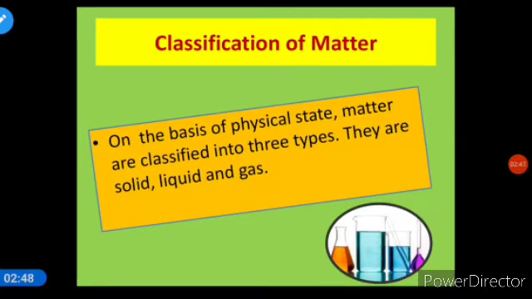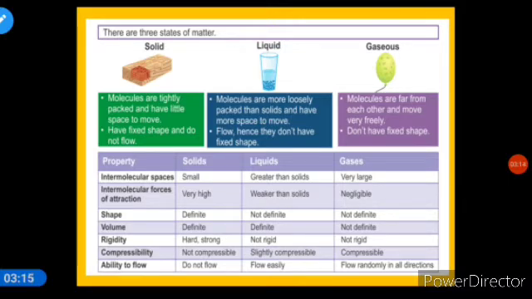Now classification of matter. On the basis of a few properties we can classify matter. First of all, we can classify matter on physical states, in three types. They are solid, liquid, and gas. I think you already learned in chapter number 4 about solids, liquid, and gas, so in this chapter we will just go through it a little bit.